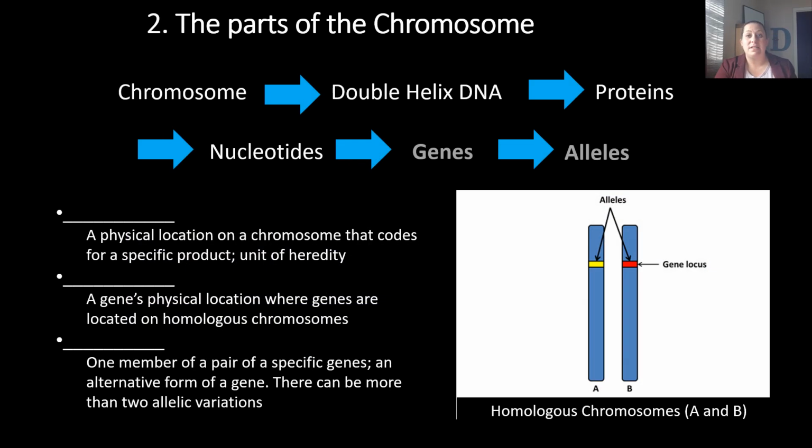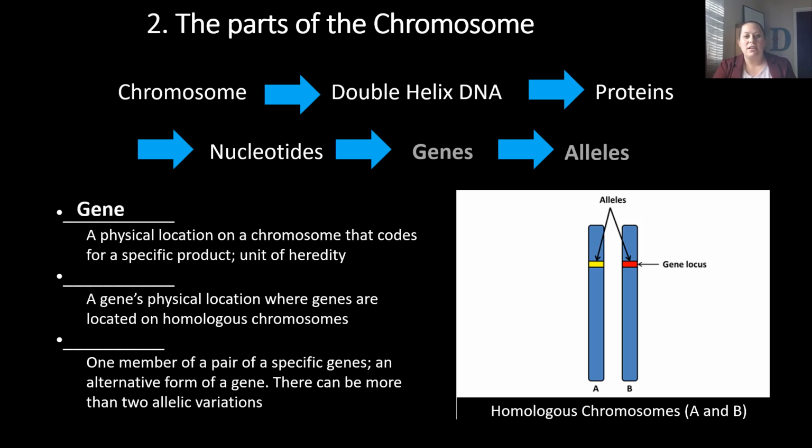It is going to be made out of a double helix of DNA, which we talked about back in the chemical chapter. This double helix of DNA is going to create proteins. So when we look at this, the whole idea of the nucleotides are going to help create those genes, and then genes are going to help create those alleles. Okay, and so this is the hierarchy. We're going from the chromosome, which is the big picture, down to the alleles, which is the details. Okay, so that's what we're getting into, those details.